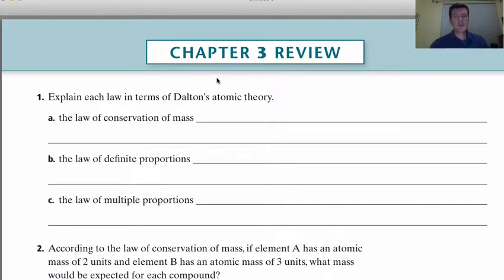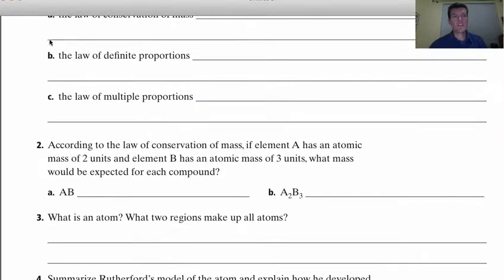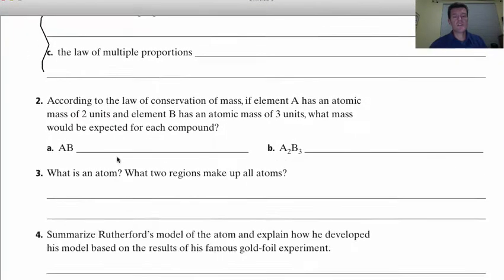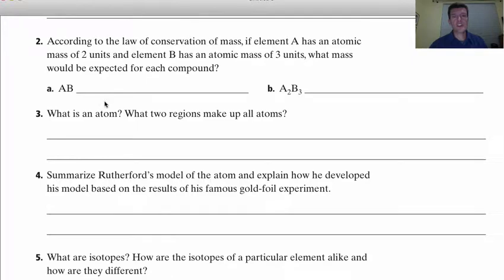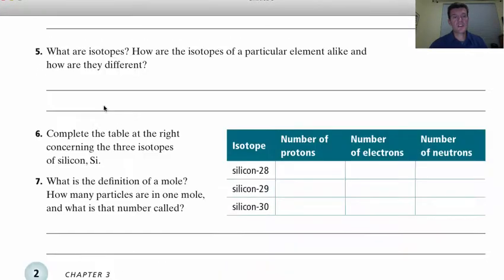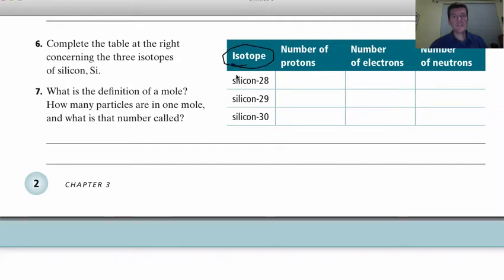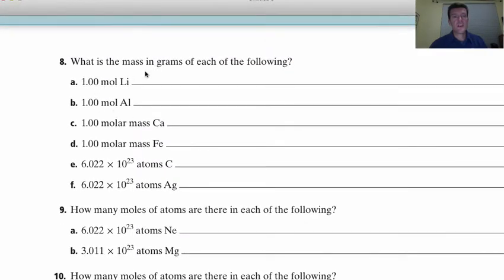So here are the Chapter 3 review questions. You'll notice it talks about Dalton's atomic theory and so on. You're going to want to know these different laws and understand what they mean and how to apply them and make some simple calculations with them. You're going to want to know about isotopes, and you definitely want to know about the mass of moles.